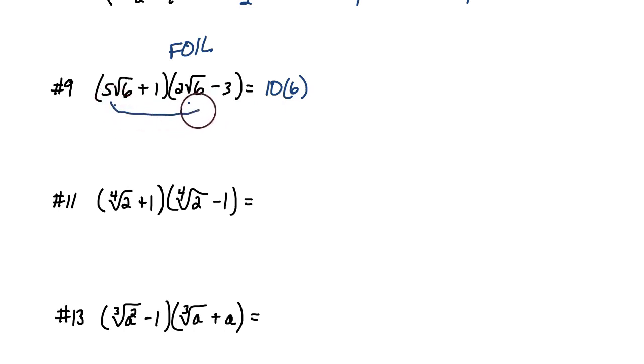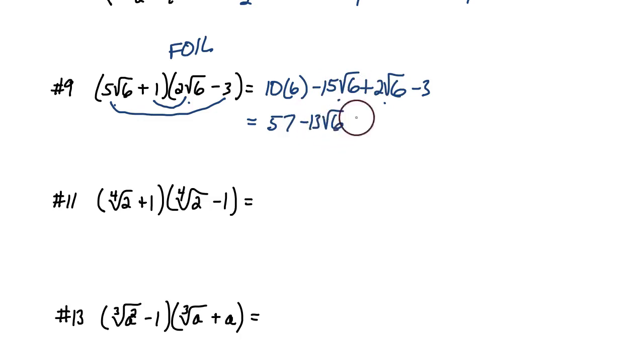Okay, now let's do our outer product. We get negative 15 square root of 6. Now let's do the inner product. We get positive 2 square root of 6. And now the last, the 1 times the negative 3. That makes negative 3. Now let's combine. 10 times 6 is 60, and later minus 3, so that's 57. And then these two have like radicals. We can combine. Negative 15 plus 2 is negative 13 square root of 6.